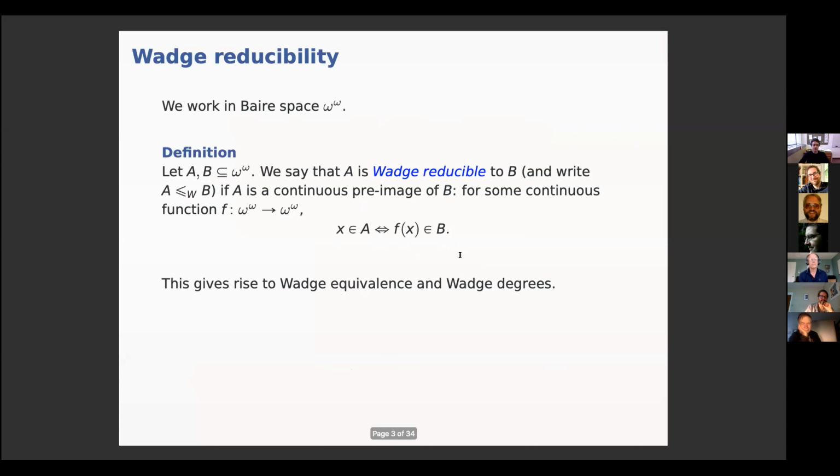So what is the subject? What is the mathematical object I'm going to talk about? Wedge reducibility and wedge comparability. So what does that mean? For the rest of the talk, I'm going to fix the space I'm going to work in, and that's going to be Baire space.